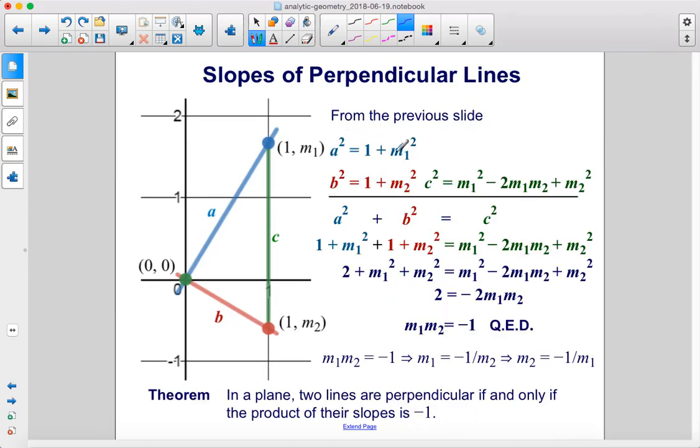So from the previous slide, we have that a squared equals 1 plus m1 squared and b squared equals 1 plus m2 squared, and c squared equals this whole thing here, m1 squared minus 2 m1 m2 plus m2 squared. So we have a squared plus b squared equals c squared, so we plug all this in here, we simplify, and we get m1 times m2 equals -1. Therefore, m1 m2 equals -1. Therefore, m1 equals -1 over m2, and m2 equals -1 over m1. In a plane, two lines are perpendicular if and only if the product of their slopes is -1.